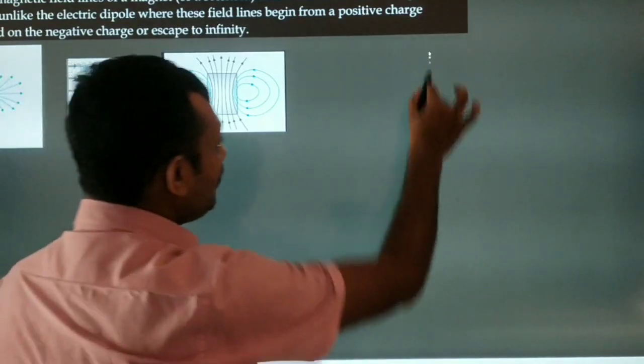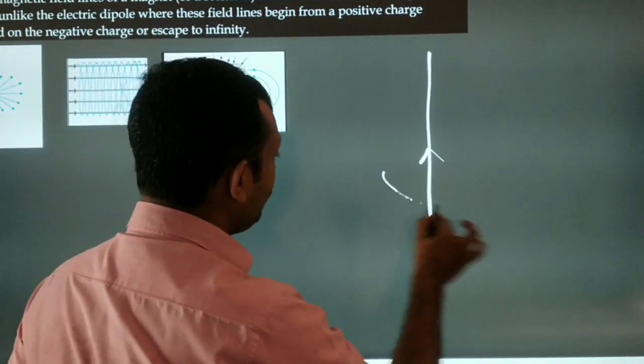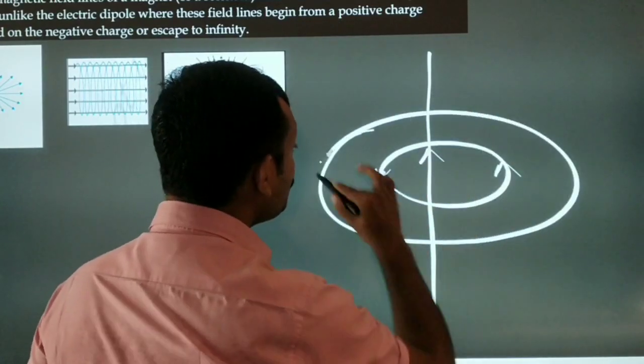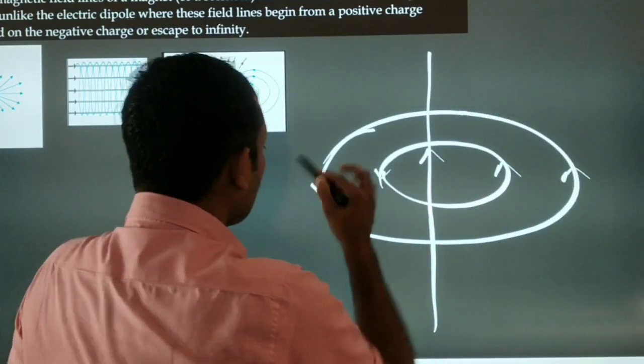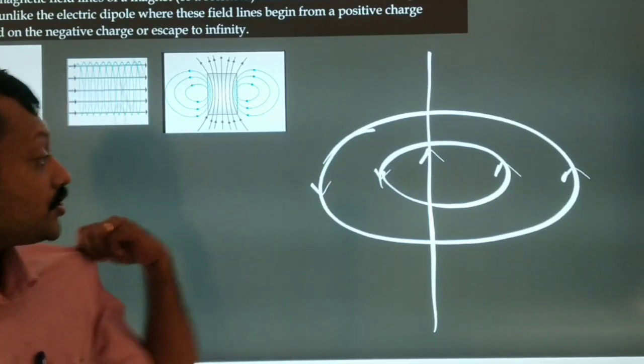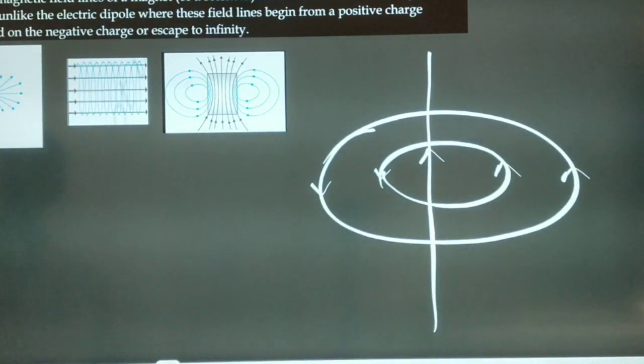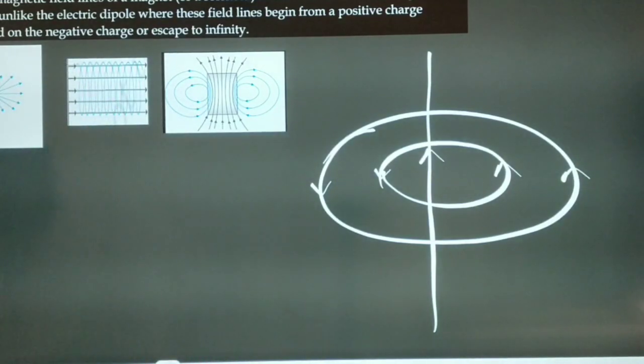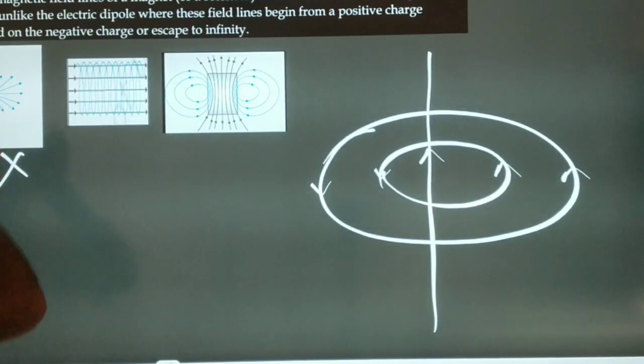Some examples that we know. This is a current carrying conductor. Around a current carrying conductor, the magnetic field lines are concentric circles, that we have seen in our class. Now my question, can this represent a magnetic field line? This is actually a question from one of the examples that I am going to discuss later. This cannot be a magnetic field line.